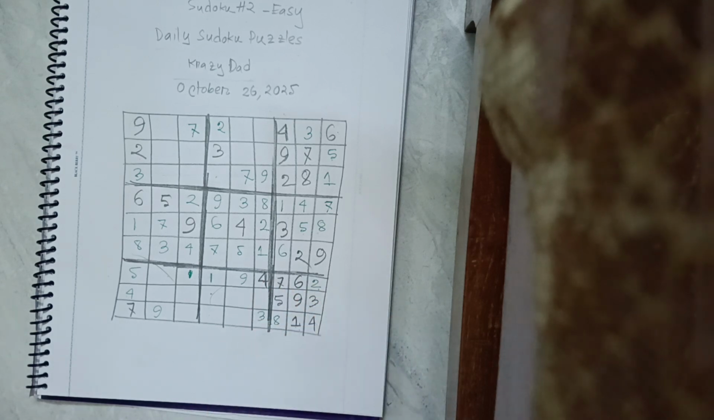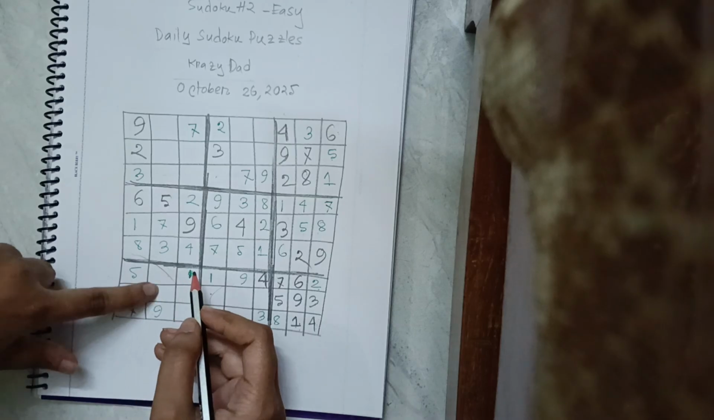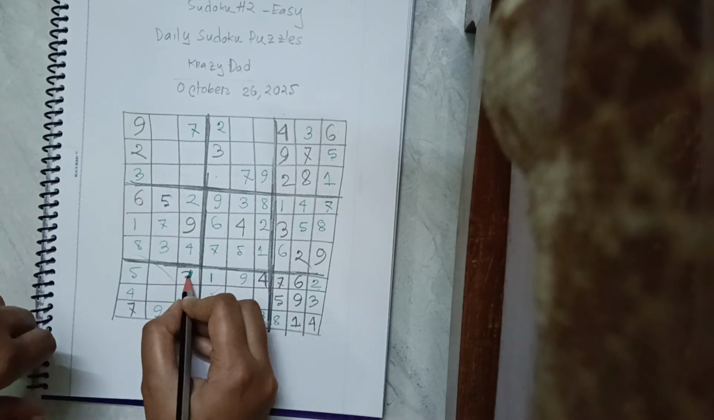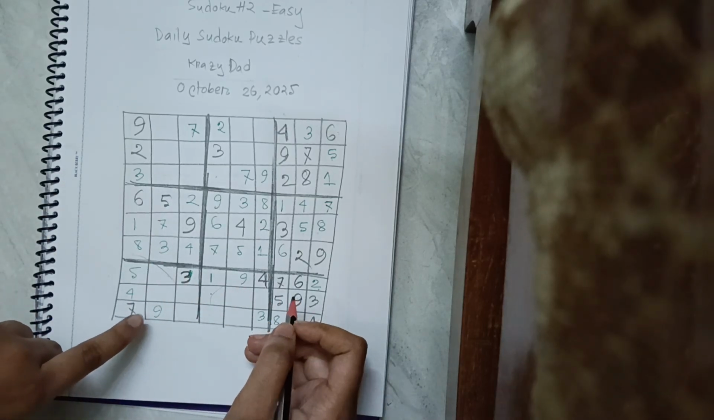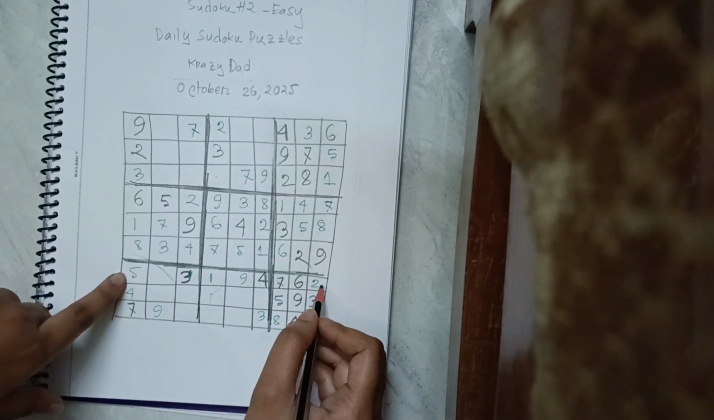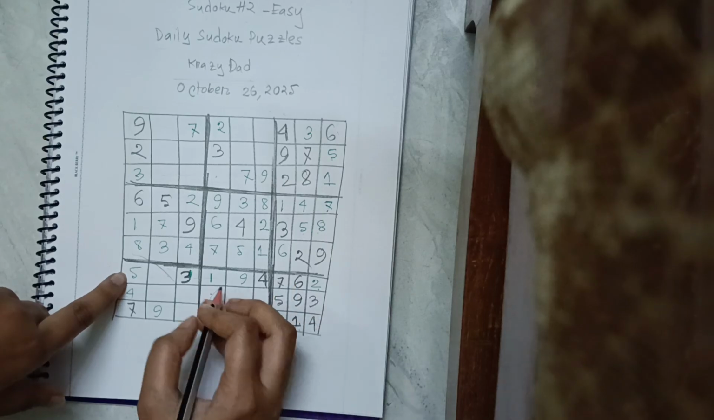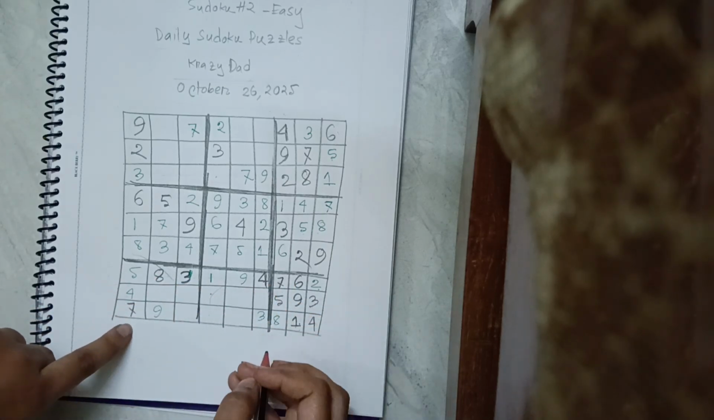So what about 3, right? We cannot write 3 in this box because 3 is already in this column, so 3 must be here. The only number left in this row is 8, right? So we can write 8 here.